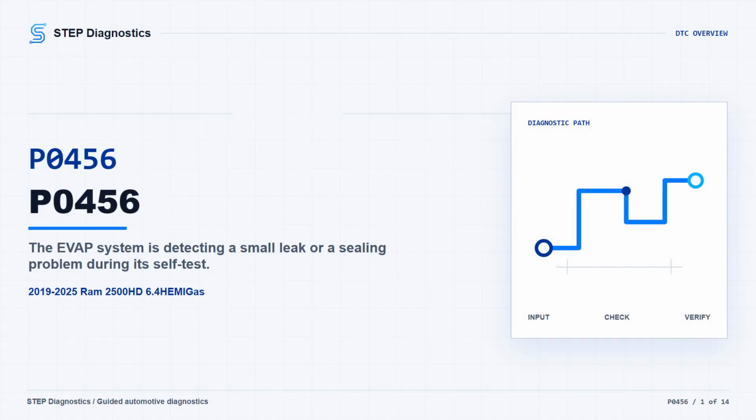On this Ram 2500 with the 6.4 gas engine, P0456 is a small leak fault in the evaporative emission system. In plain language, the truck may be seeing the EVAP system fail to hold the small amount of vacuum or pressure change it expects. The MIL may come on and the driver may not notice much else.